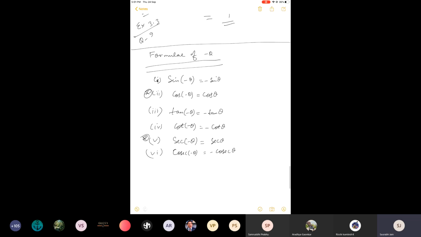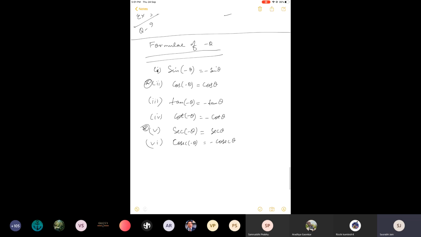I will tell you the reason also why it happens. But first let me tell you the application, why these formulas are important. Because they will help you find values at negative angles which you would otherwise find difficult to express. Like sine of minus 150 degree.